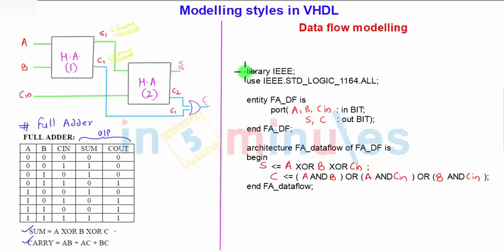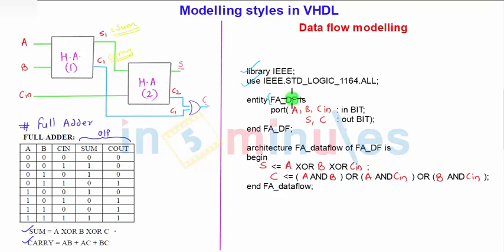We have already seen that library IEEE is selected, and we are going to use the IEEE.std_logic_1164.all library. First of all, I will declare the entity. My entity name here is somewhat different from what we used in the structural modeling. Entity FA_DF is, that is nothing but entity full adder data flow modeling. So what is the name of the entity? The entity name is FA_DF. You can use numbers also in the entity name.